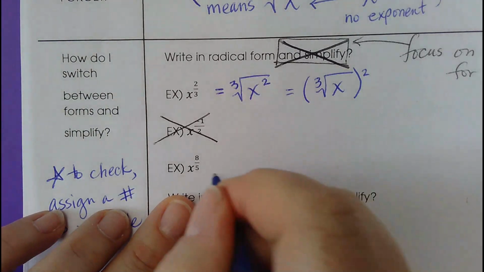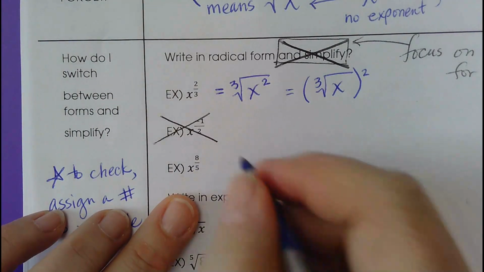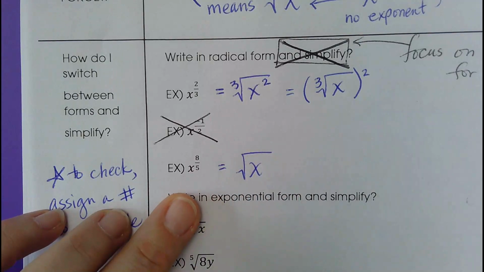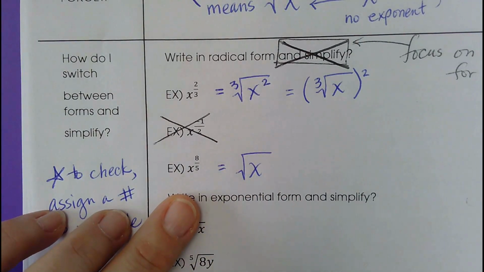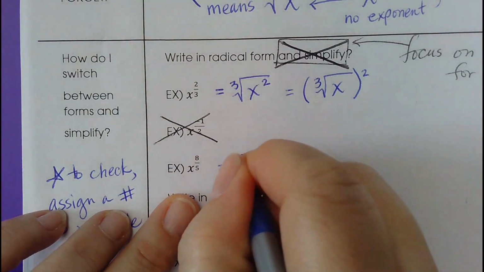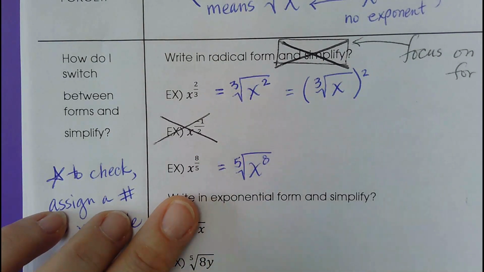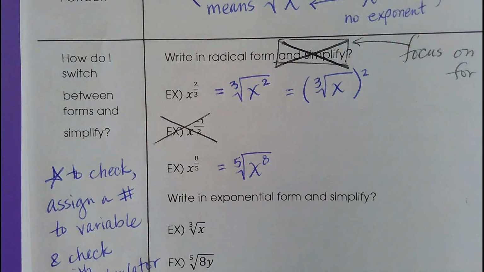So when I have x to the 8/5 power, I'll write x in a radical, and what will be the power, and what will be the index? Where do my numbers go? What goes outside? 5. And inside is the 8. Or I could write it this other way.